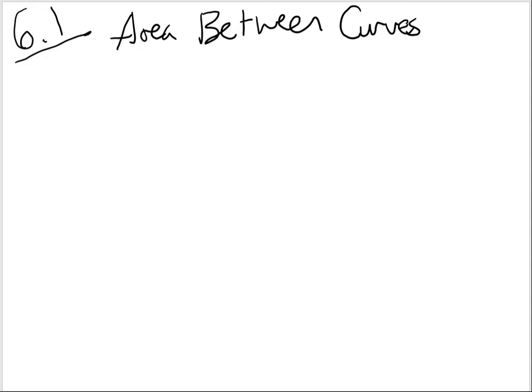Okay, so welcome to chapter 6. Chapter 6 is all about some different applications that we can do with integration, similar to how chapter 4 was let's take derivatives and apply them elsewhere with curve sketching and optimization. So today, and for the next video too, we're going to be talking about area between curves.